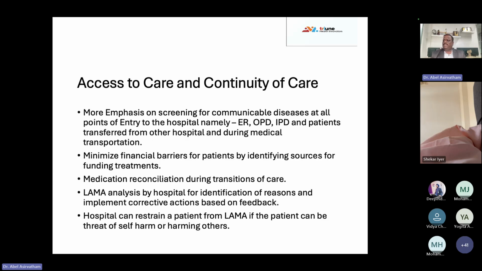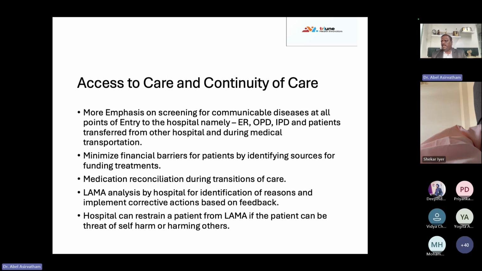More emphasis was given to the screening for communicable diseases. This we faced in the recent survey also. Screening for communicable diseases at all points of entry to the hospital, namely the ER, OPD, IPD, and the patients who are transferred from other hospitals and during medical transportation. You need to prepare a checklist for it. Some guidance is given in PCA 7 on how to make a checklist for that, where you will also include the travel history of the patient.